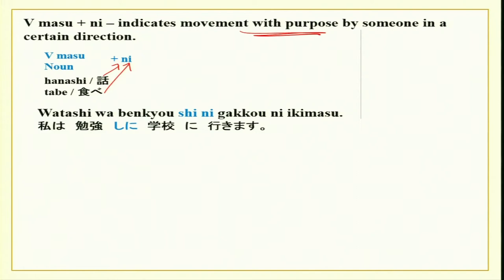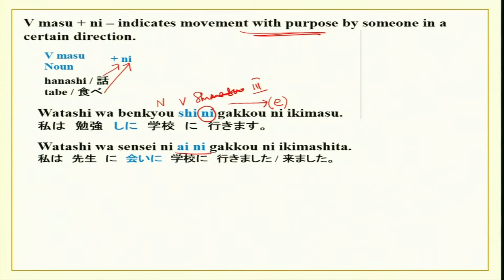Watashi wa benkyou shi ni gakko ni ikimasu or gakko e ikimasu. Benkyou shi ni, for the purpose of. Benkyou is a noun and shi is a verb. So this is what changes. Shimasu. Remove this. This is group 3. Put ni over here. Going towards the gakko, to do what? To study. Now, watashi wa sensei ni ai ni, to meet sensei. Aimasu, as I told you in your previous slide, just remove the masu form. Gakko ni ikimasu or gakko e ikimasu. Both can be used over here because purpose is shown very clearly by this ni.